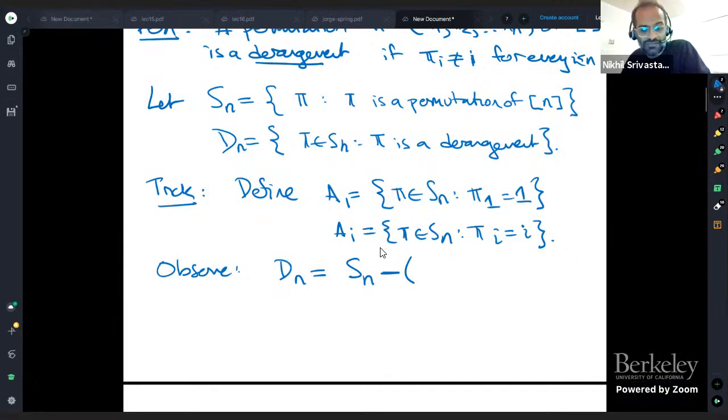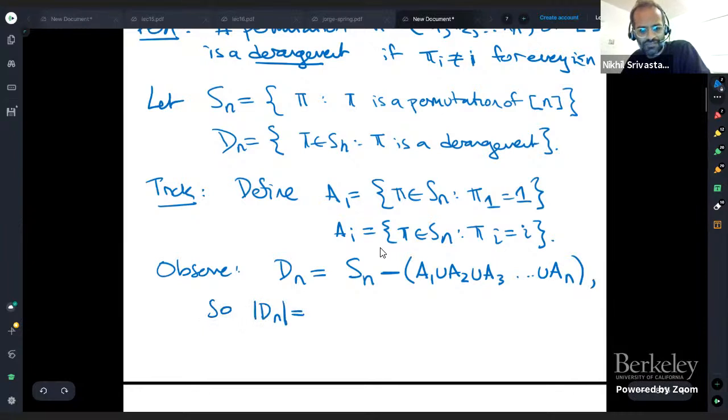A permutation has a fixed point if and only if it fixes 1, or it fixes 2, or it fixes 3, or it fixes n. And so the cardinality of the set of derangements is the cardinality of the set of all permutations minus the cardinality of the set of permutations with a fixed point.